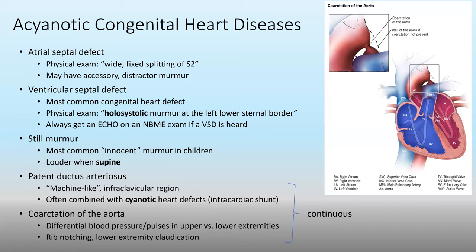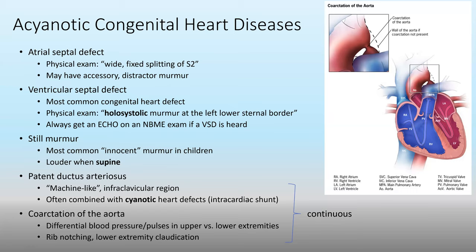Always get an echo on an NBME if you hear a VSD. And for these two, management for ASD, you may not have to do anything. For a VSD, you would at least get an echo. You'd probably get an echo for both of them. And then you can manage a VSD based on the findings. So if the infant is becoming volume overloaded because of a VSD, you know that you would need to do management, surgical potential management to close that.